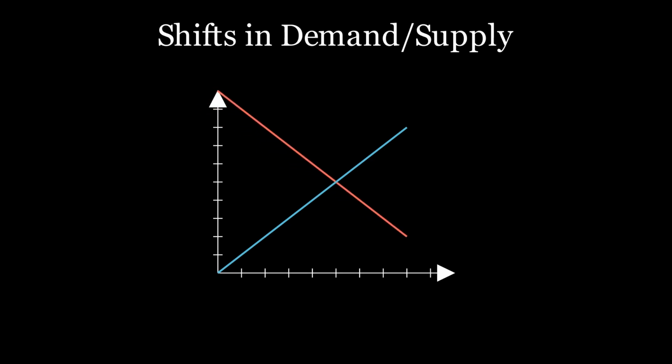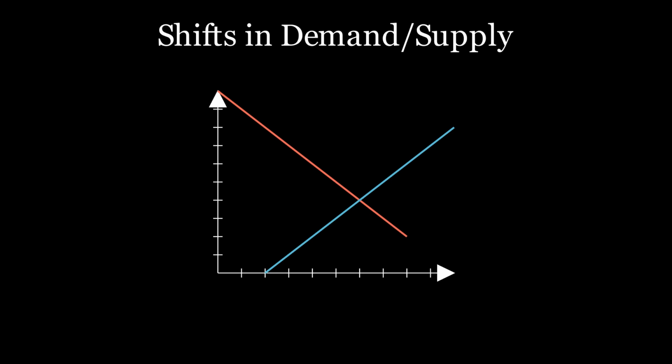A shift in the supply curve means that at each price level, the quantity supplied has changed due to an external factor. For example, imagine a situation where a new farming technology makes apple production much more efficient. Producers can now supply more apples at every price point, shifting the supply curve to the right. This shift indicates an increase in supply.